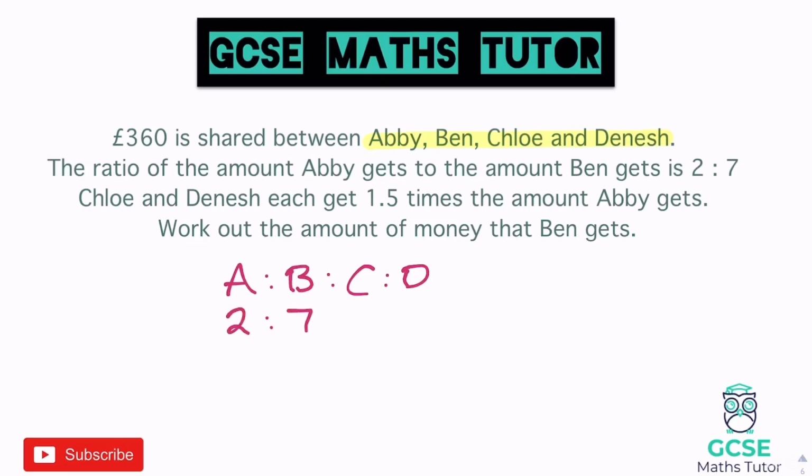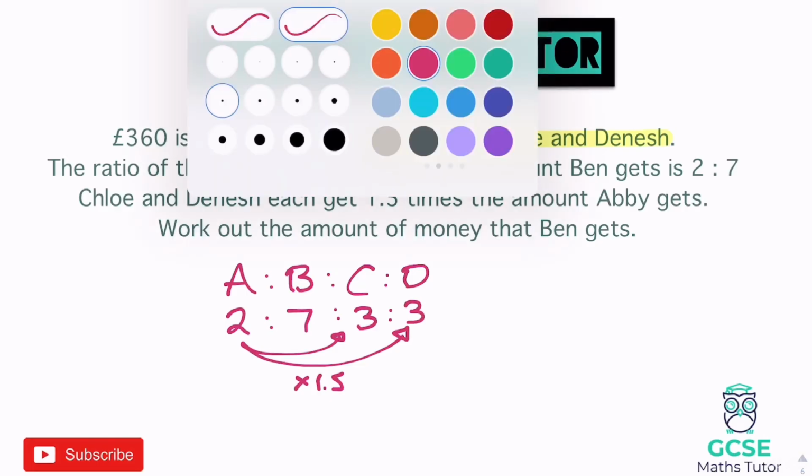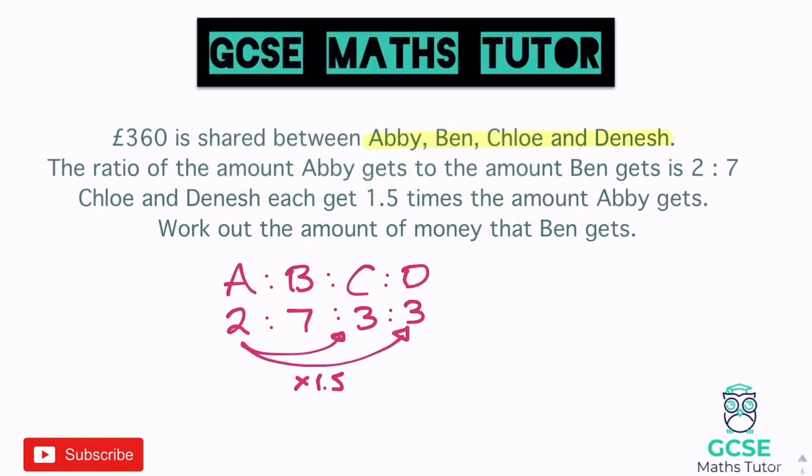And it says Chloe and Dinesh each get 1.5 times the amount that Abby gets. So both of these people here are getting the same amount. They're both getting times 1.5 the amount that Abby gets. And 2 times 1.5 is nice and easy for us to work out. Half of 2 is 1, added on gives us 3 for both of them. And then all we've got to do is split it in a ratio in the same way that we have done before.